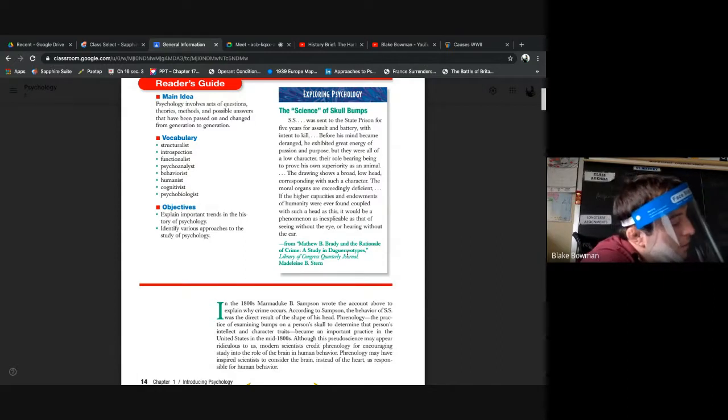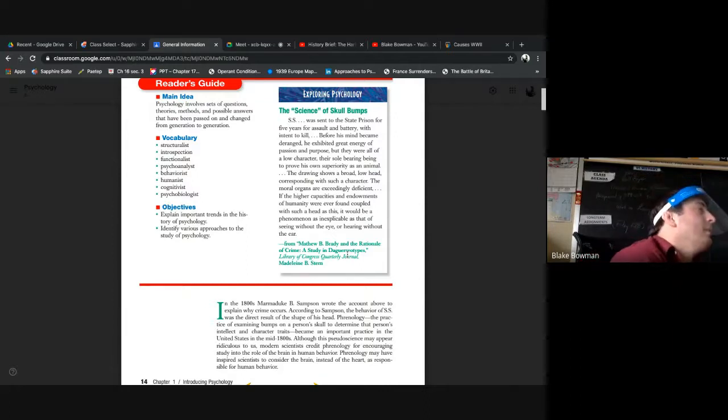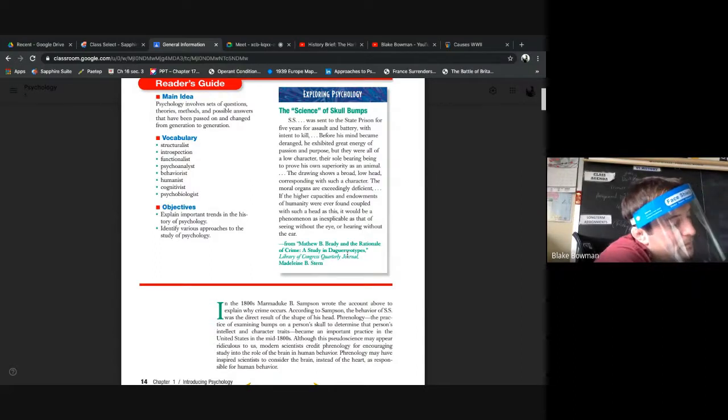In the 1800s, Marmaduke B. Sampson wrote the account above to explain why crime occurs. According to Sampson, the behavior of SS was a direct result of the shape of his head.